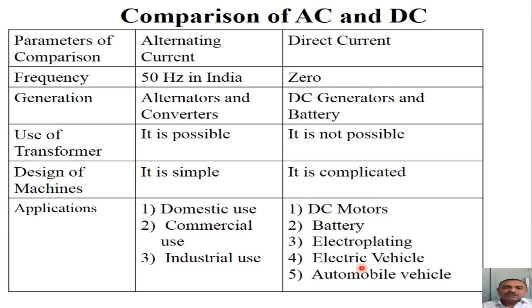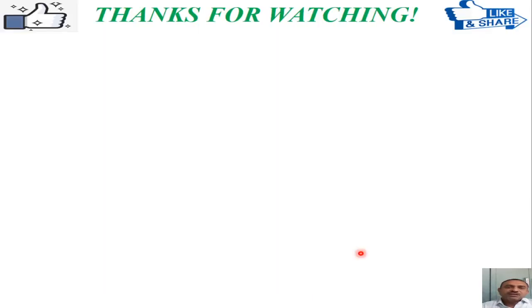So while concluding this lecture, I can say that you got the idea about the flow of electric current, then the types of electric current, what is DC current and what is AC current, their features and comparison of AC and DC current.